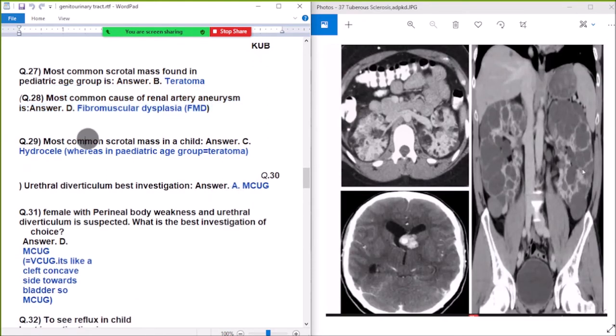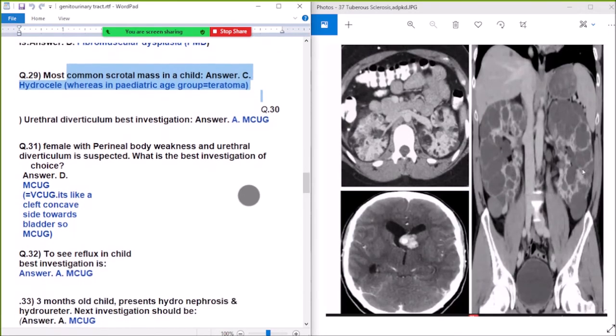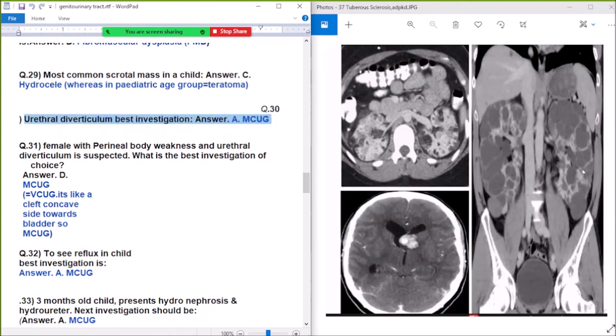Question 29. Most common scrotal mass in a child is hydrocele. Question 30. Vesicoureteral reflux diagnostic investigation is MCUG.